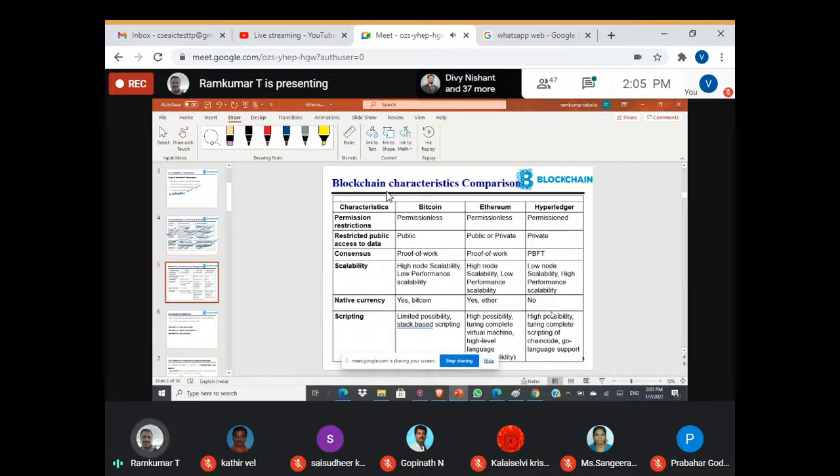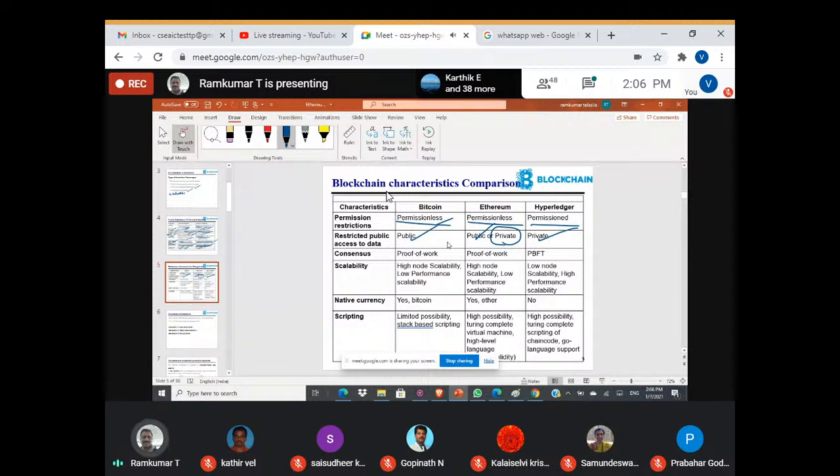I want to differentiate between these three. What is Bitcoin? What is Ethereum? What is Hyperledger? That we will see. We know that Bitcoin is a public blockchain, a permissionless blockchain, and Ethereum is a permissionless blockchain again, whereas Hyperledger is a permissioned blockchain. Ethereum is also public, or in recent days you can define a private Ethereum network also. And Hyperledger is private, we know that.